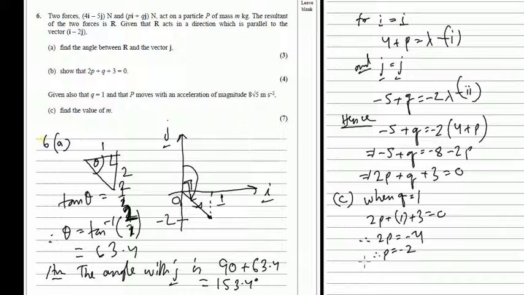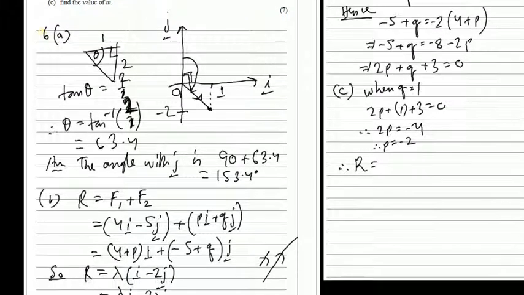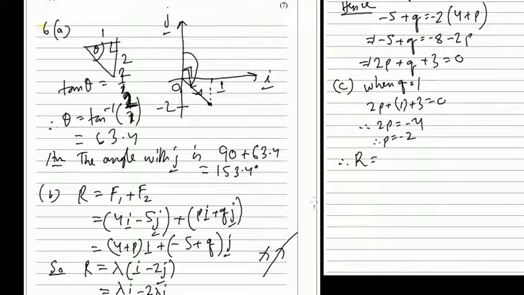So we know the value of p, and therefore r equals, as we know, the expression for r is 4 plus p, so it would be 4 minus 2 i, plus minus 5 plus q, q is 1, plus 1 j. So this would be 2i minus 1 minus 5, which is minus 4j. So we know the resultant force.